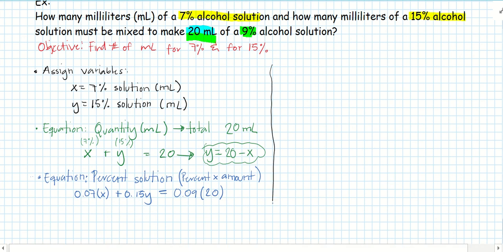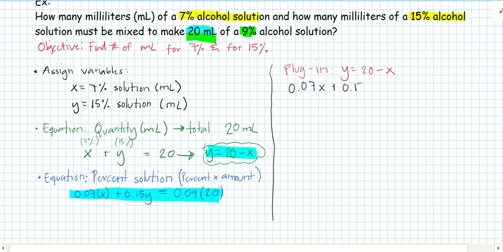So I'm going to do my work here on the side. Again, I'm looking at this equation and this one right here. I'm going to take the complicated one and plug the simpler one into it. So plug in y equals 20 minus x. So I'm going to take 0.07x plus 0.15y equals 0.09 times 20, okay?